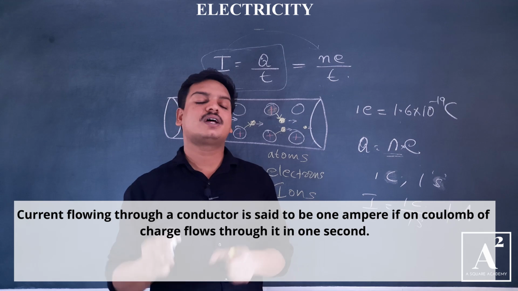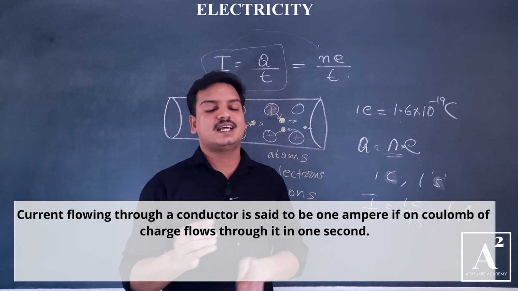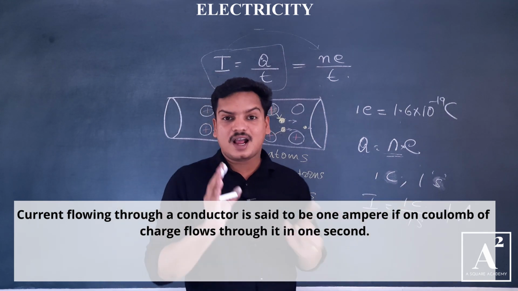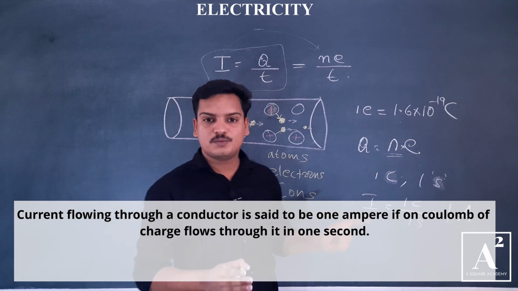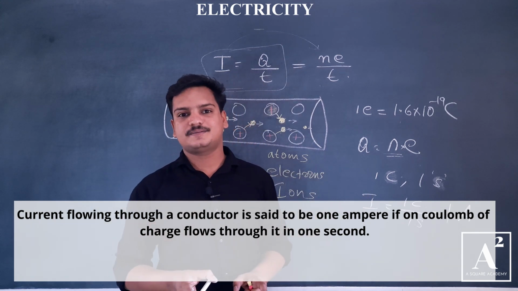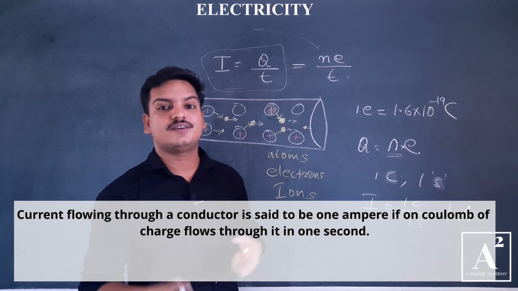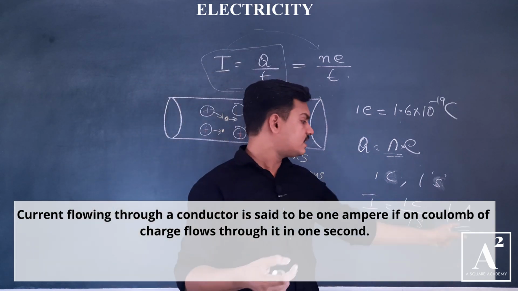This is the second point to remember. Define 1 ampere, or otherwise define the unit of electric current. 1 ampere is the current constituted by 1 coulomb charge in 1 second. This is a frequently asked question: define 1 ampere.